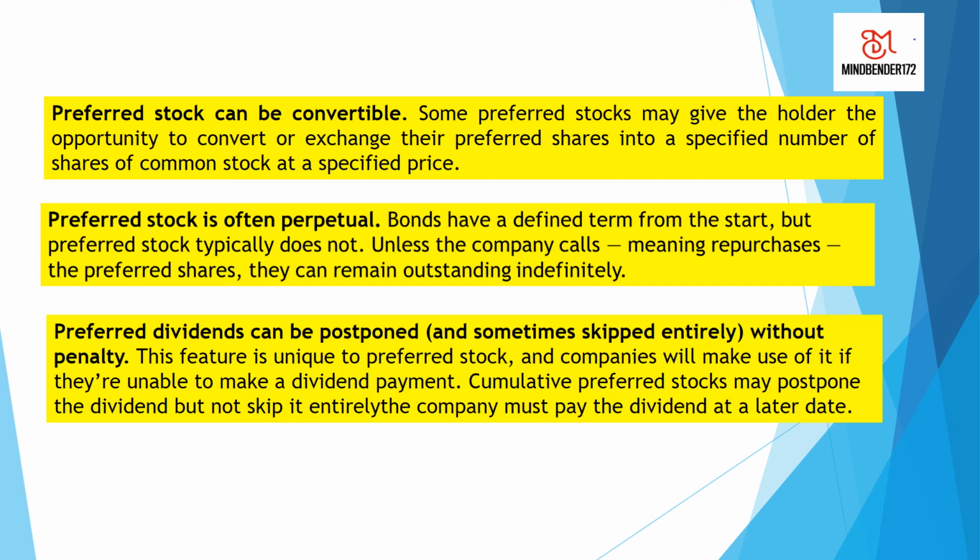Now the preferred dividend can be postponed. That means skipped entirely at some time if the company needs money for dividends for the common stock and preferred stock. But the cumulative dividend of the past and the present has to be paid later on. This postponement quality gives preferred stock a little bit of advantage as compared to other stocks.